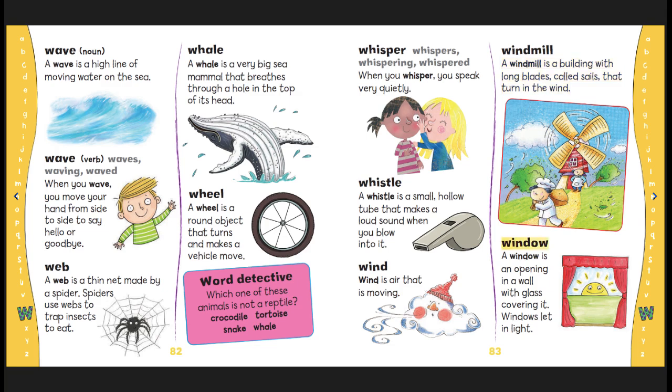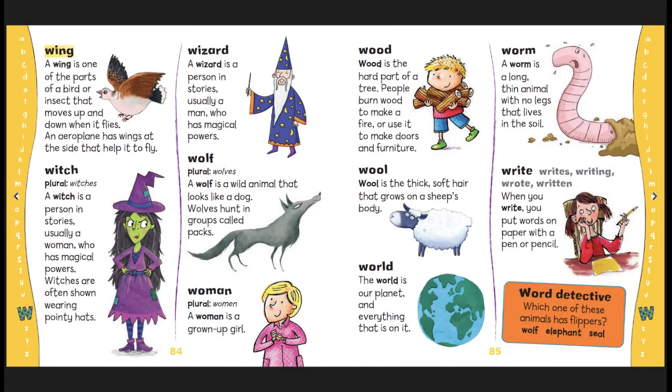Window. A window is an opening in a wall with glass covering it. Windows let in light. Wing. A wing is one of the parts of a bird or insect that moves up and down when it flies. An aeroplane has wings at the side that help it to fly.